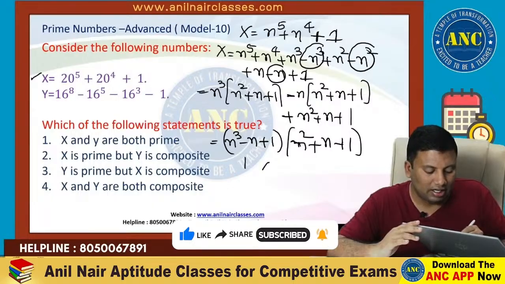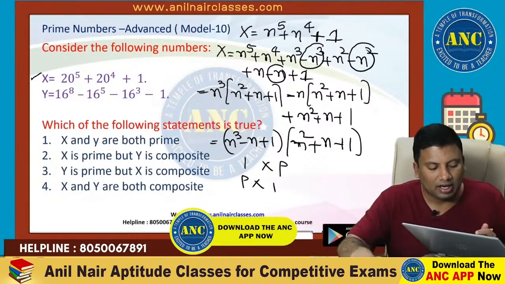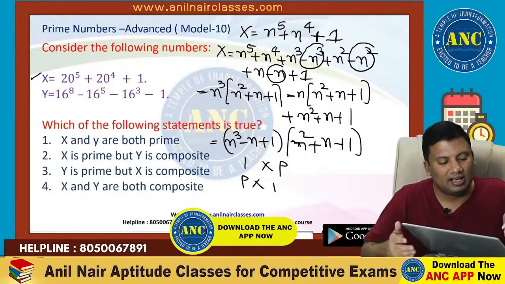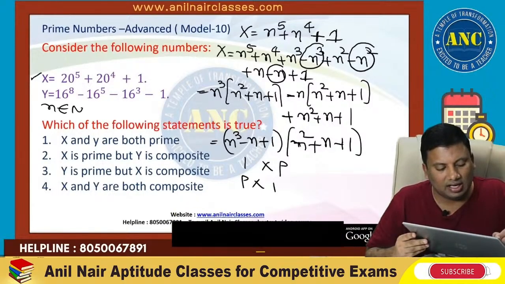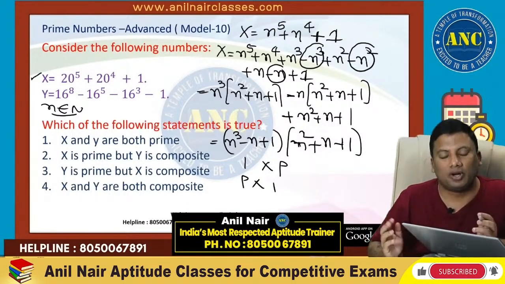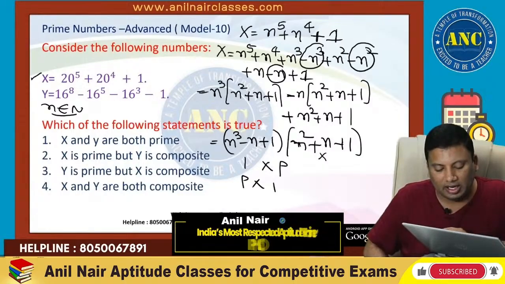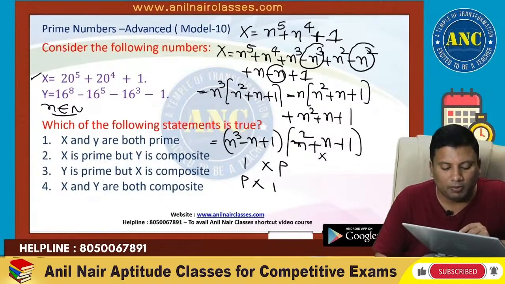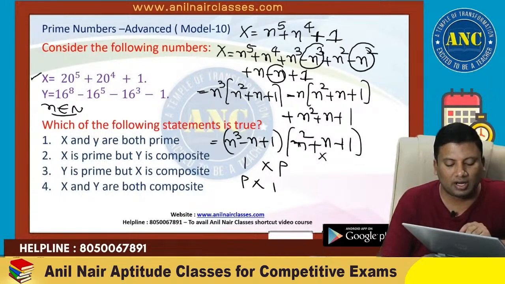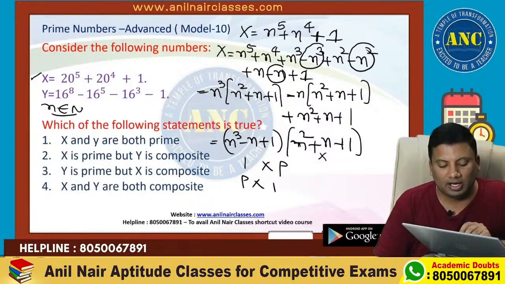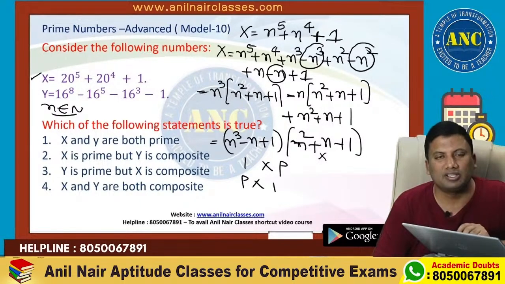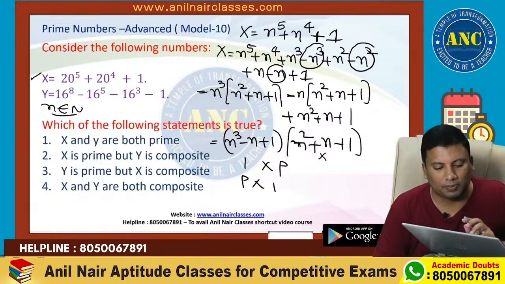Both of them are not giving me the value 1, right? Because n is a natural number. If n is a natural number, 1 plus positive will be positive. It cannot be 1. If n cube minus n plus 1 is 1, then n into n square minus 1 will be 0. That is also not possible.